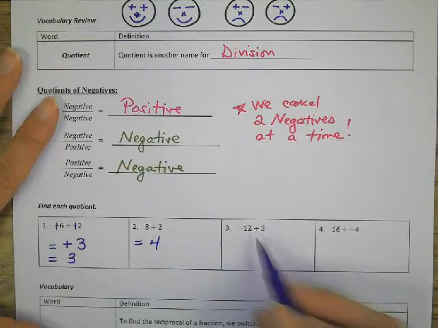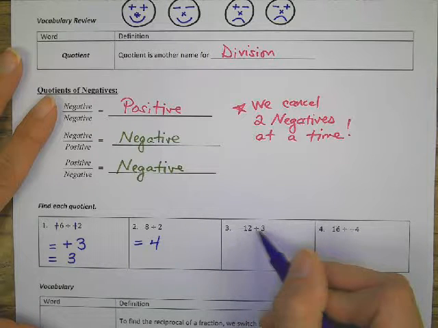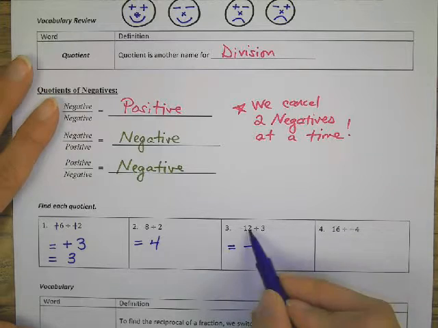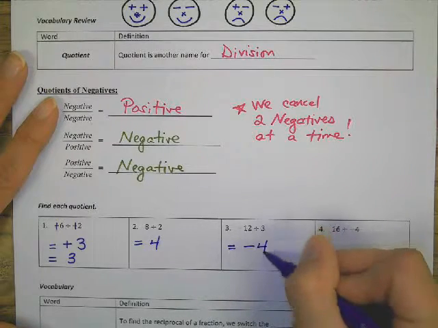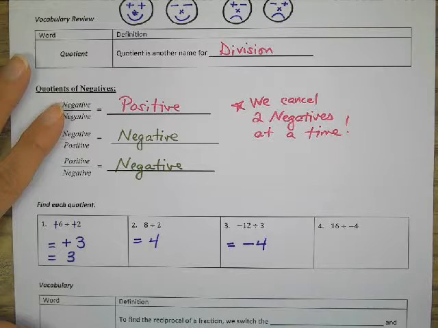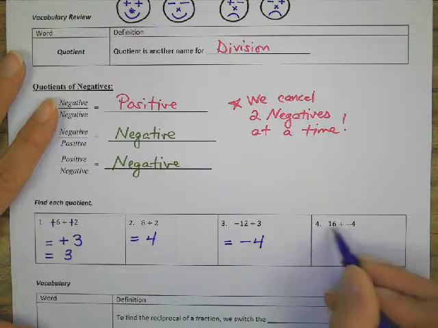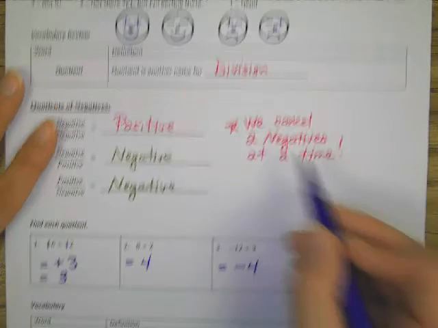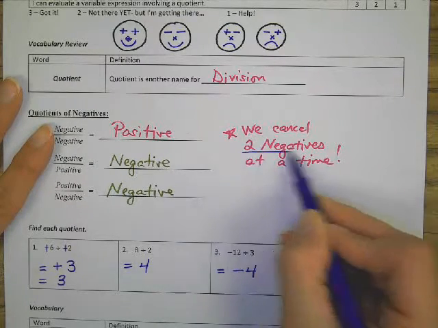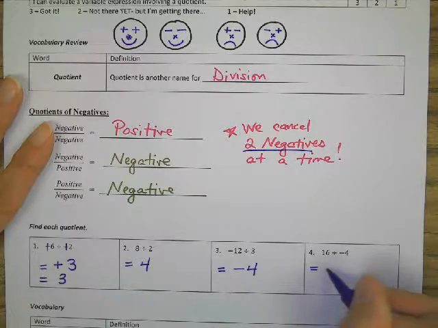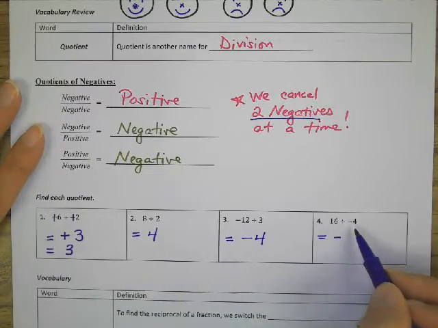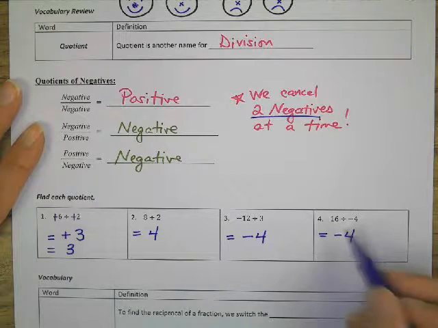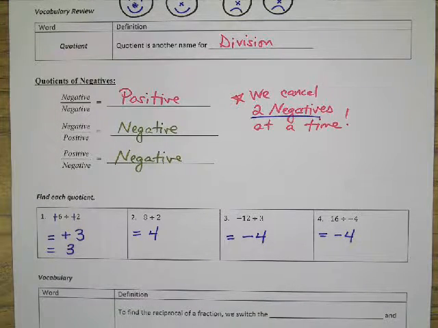Okay, here's another division problem. There's only one negative, so I can't cancel it out. So my answer is going to be negative. 12 divided by 3 is 4. A positive divided by a negative. Are there two negatives? No, I can't cancel it out. Remember, we cancel two negatives. So the answer here is going to be negative. 16 divided by 4 is a 4. Okay, if you need help with the numbers, go ahead and use your calculator.